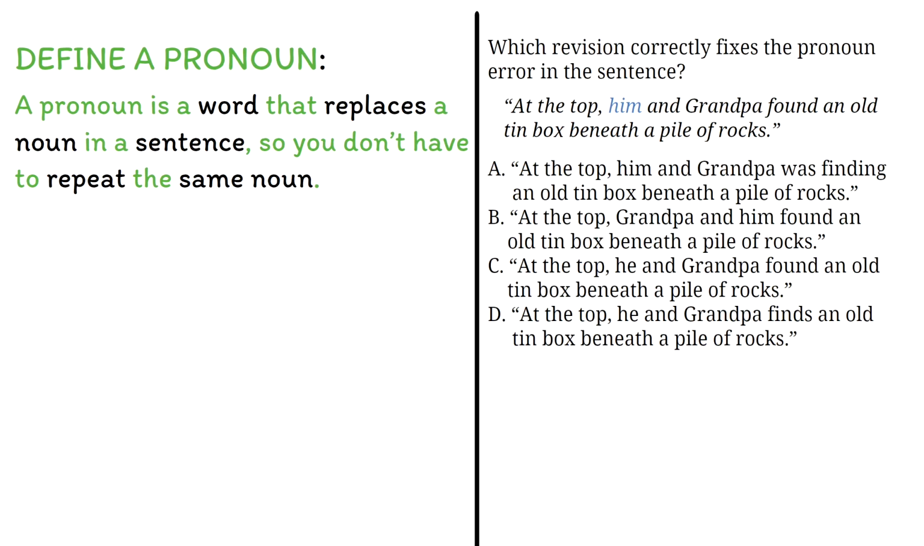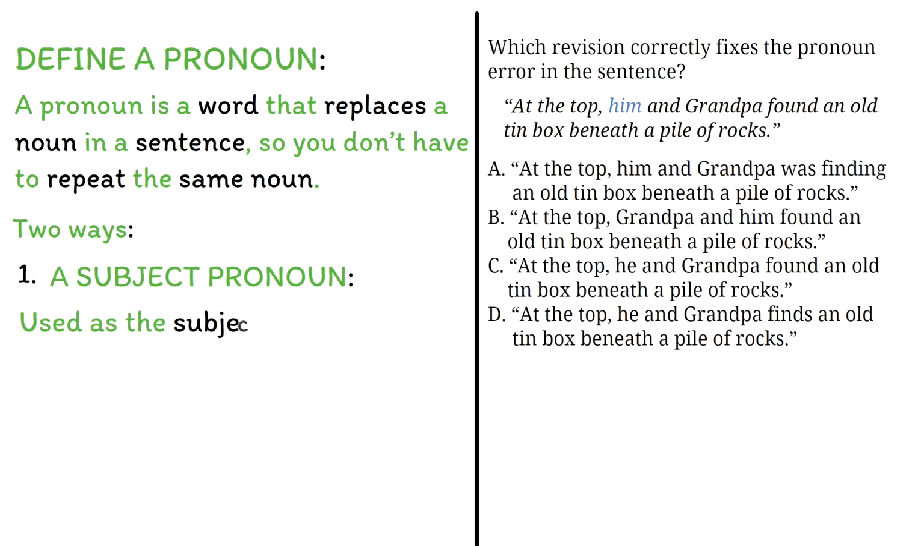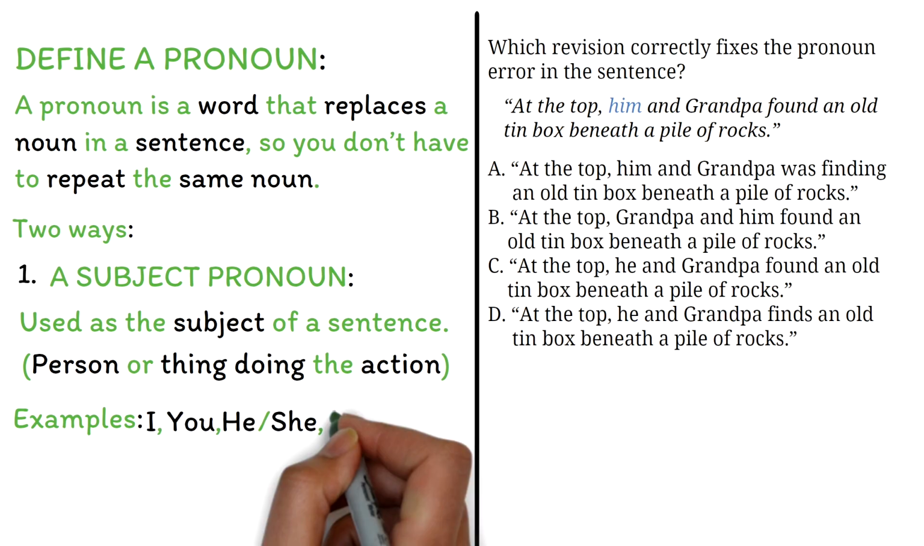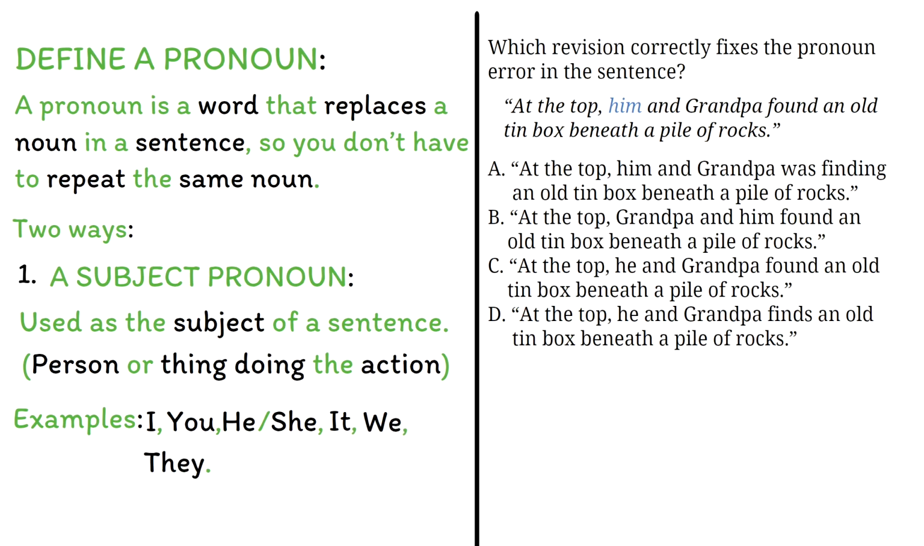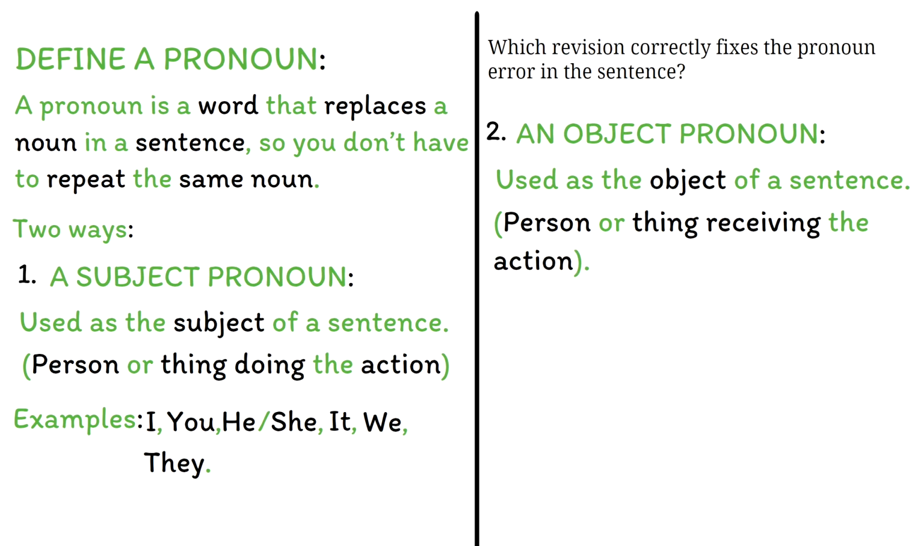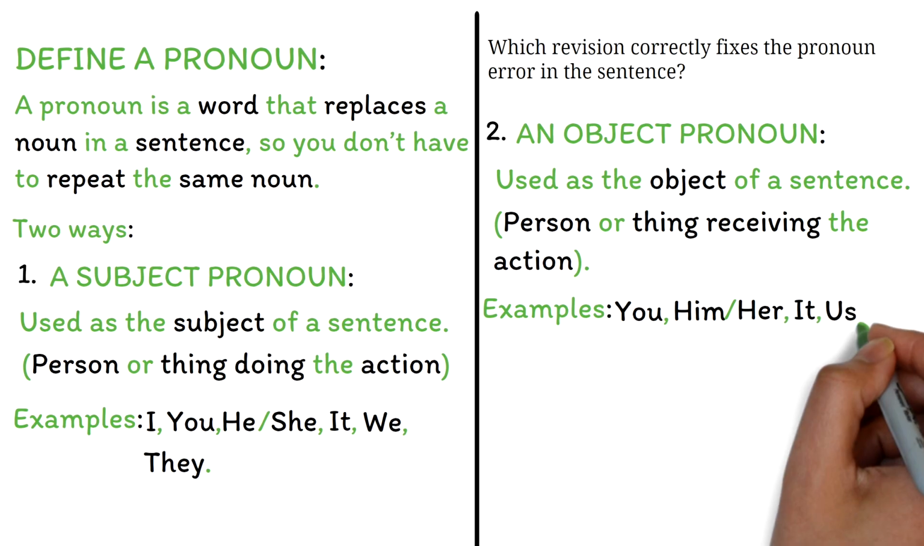Now, pronouns in a sentence can be used in two ways. 1. A subject pronoun. This is used as the subject of a sentence. That is, the person or thing doing the action. Examples include I, you, he or she, it, we, and they. 2. An object pronoun. This is used as the object of a sentence. That is, the person or thing receiving the action. Examples include you, him or her, it, us, and them.